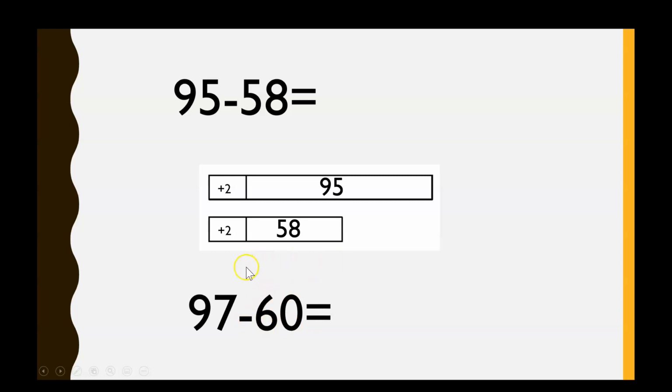Oh, Miss Shaw keeps saying plus. I got addition in my mind. 97 minus 60. So let's take 6 away from 9 here. And we're taking 6 tens away. We have 37. So 95 minus 58 is 37.